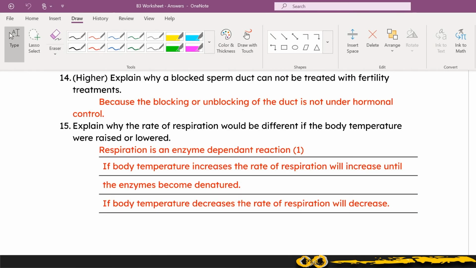At question number 15, you're applying some of the information that you have from previous topics, from B1, where we talked about enzymes and how they're affected by different conditions like temperature. At question 15, you're putting that into action. So you're realizing that respiration is an enzyme-dependent reaction, and therefore it will be affected by all of those same things that affect other enzyme-dependent reactions.